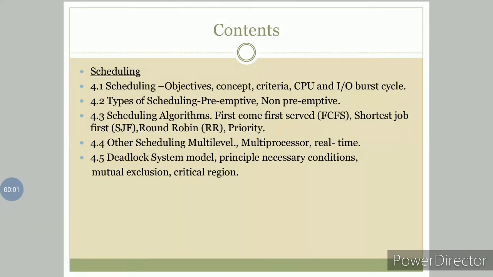So in part 1, I have covered till multi-level. These two topics, multiprocessor and real time, I have covered in the unit 1 lecture. Today I'm going to cover all the topics of 4.5, that is deadlock, system model, principal necessary conditions, and mutual exclusion and critical region. So here is my part 2 lecture of unit 4 module.